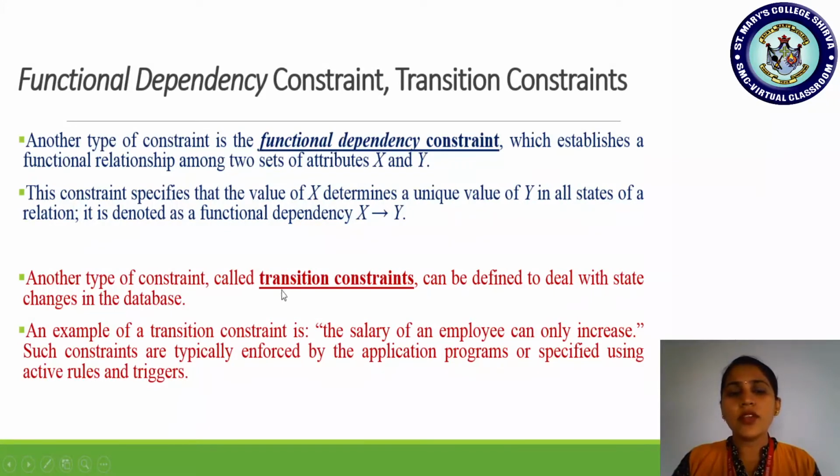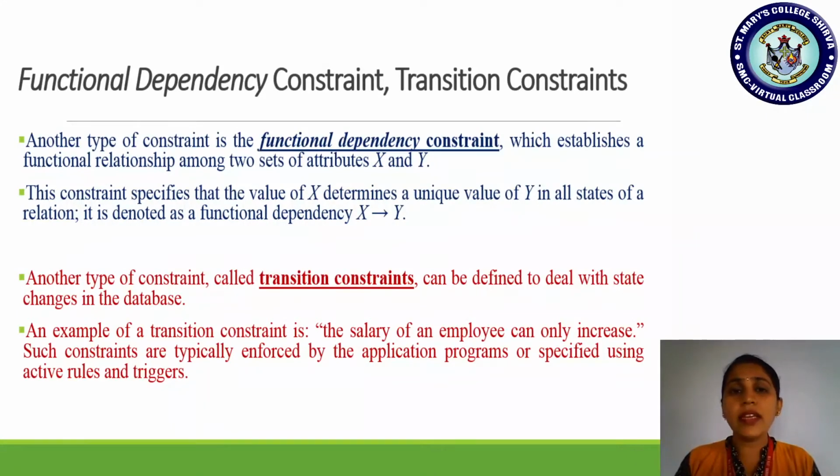Another type of constraint is called transition constraints, which can be defined to deal with state changes in the databases. Transition means a change. Some current value is there, and after some period of time it has to be changed. The very best example is a company database, where employees are working and have some salary. Do you think the salary remains the same throughout, however many years they serve in that company? After some period of time, the salary will be incremented. Are you all understanding?